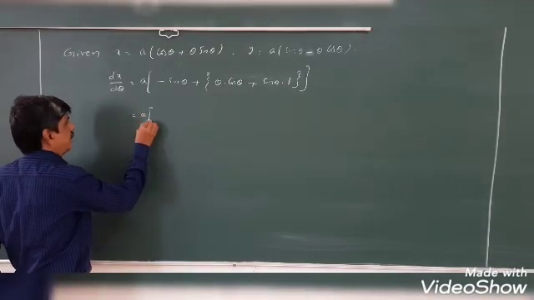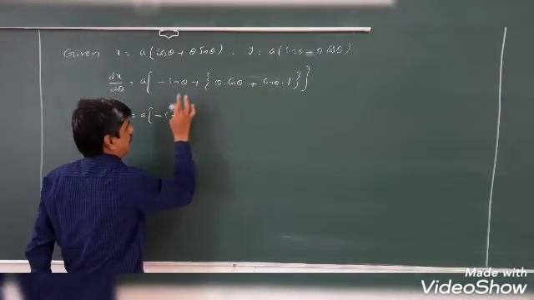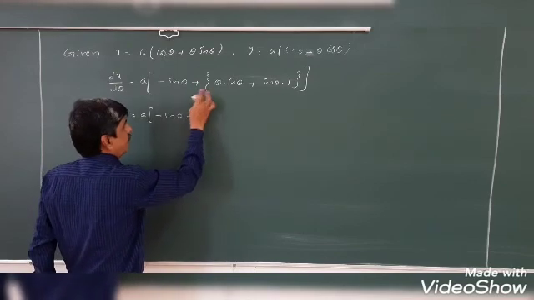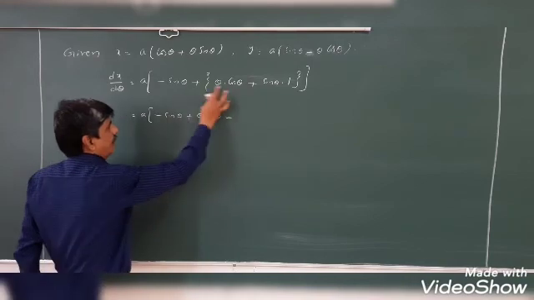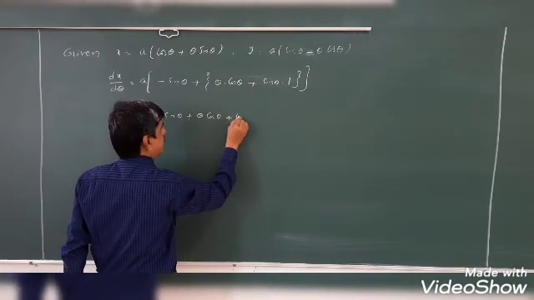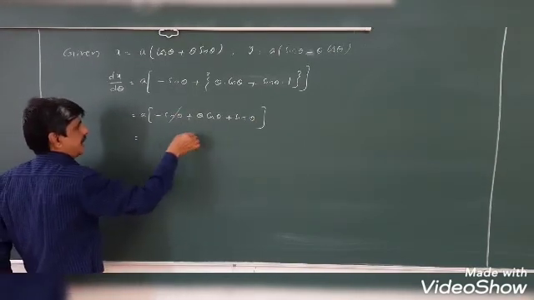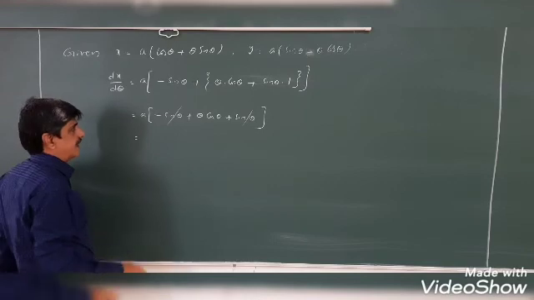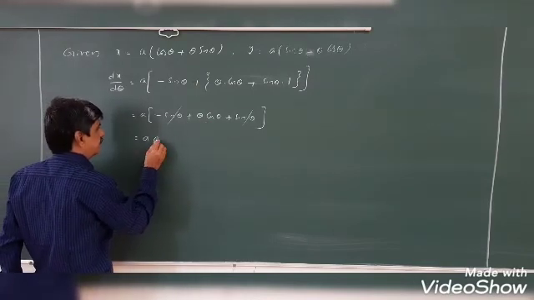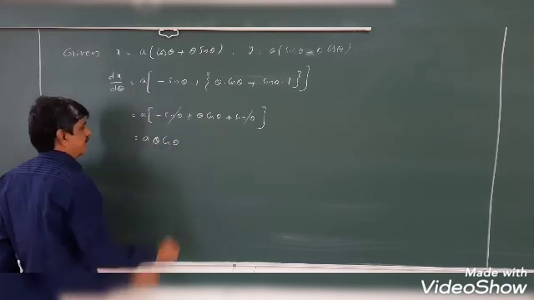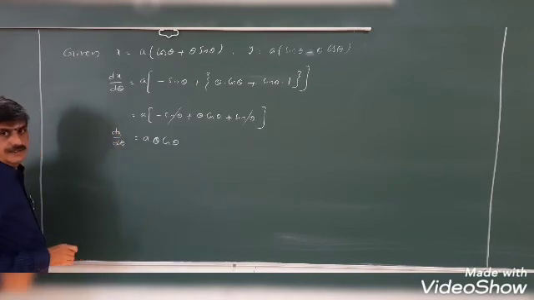So this is a into minus sin theta. Before this bracket plus sign is there, then plus into plus, plus theta cos theta, plus into plus sin theta. So this is sin theta. Here minus sin theta plus sin theta gets cancelled. Remaining is a theta cos theta. This is the value of dx by d theta.